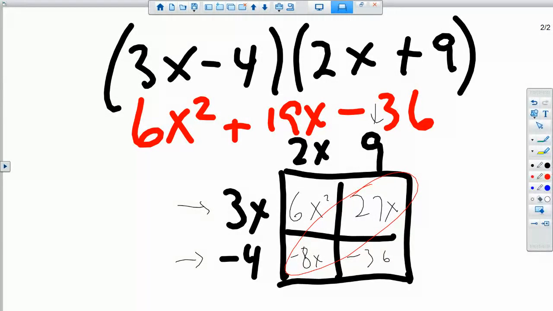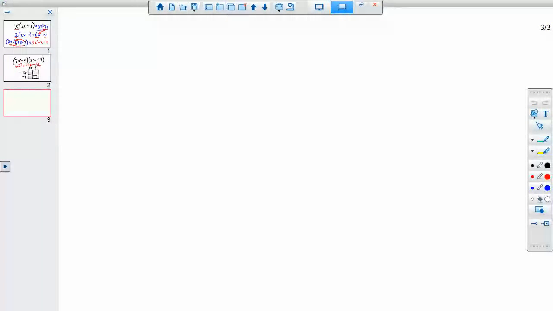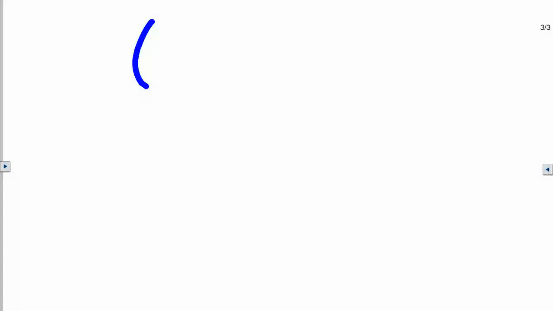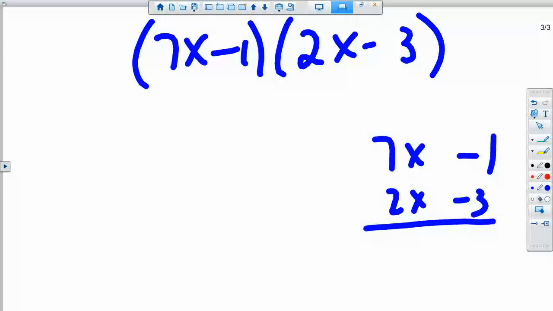Some people just do these things in their head, and that's okay too. Whatever works. So another example would be, let's try a different kind here, 7x minus 1 times 2x minus 3. And I'll show a vertical method, which would be the same way we do multiplication problems that you first learned when you first learned how to do multiplication.